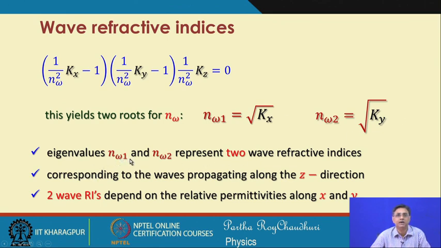So, the eigenvalues n omega 1 and n omega 2 are the two refractive indices seen by such a wave which is travelling along the z direction, and the corresponding waves see the refractive index values of this and this, which are the two directions of the polarizations. The two wave refractive indices depend on the relative permittivities along x and along y. So, the wave is along the z direction, but the refractive indices are due to the x and y directions.